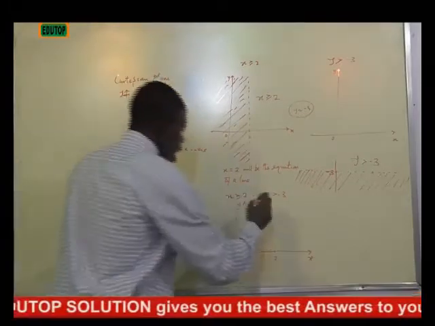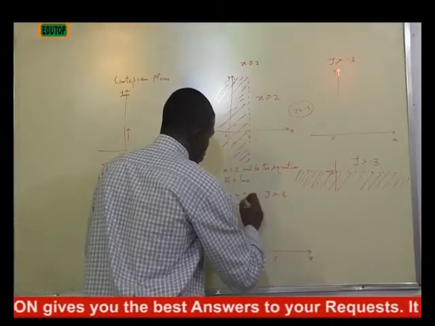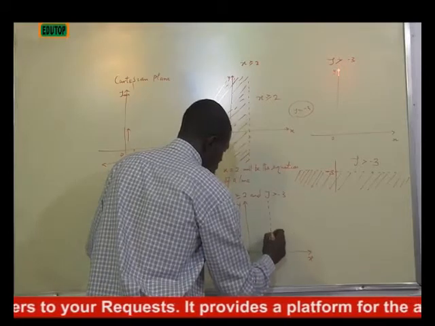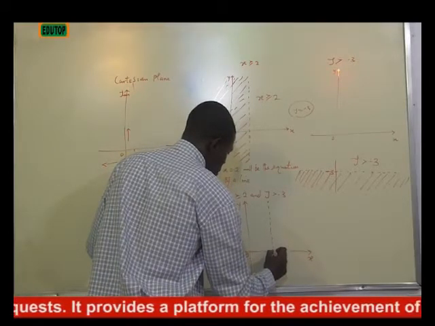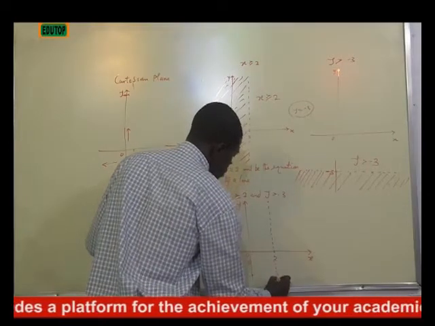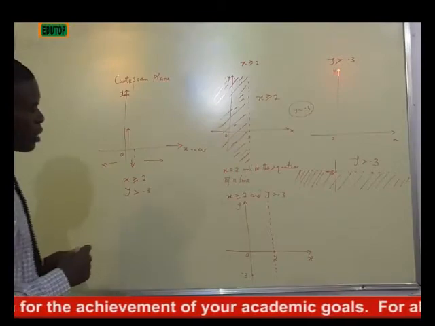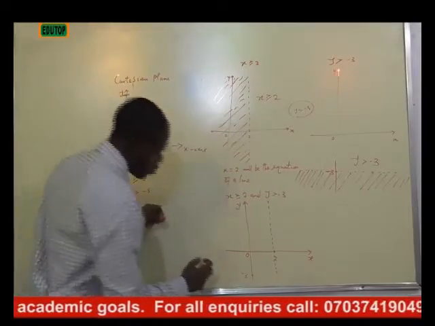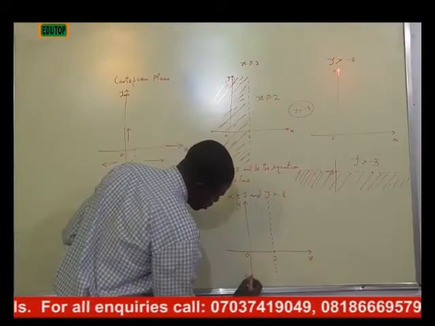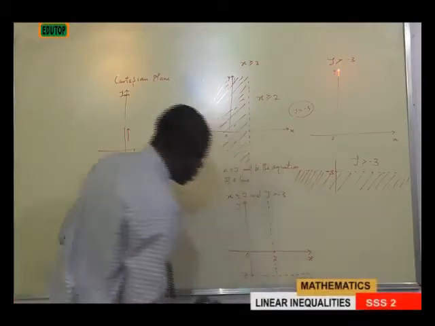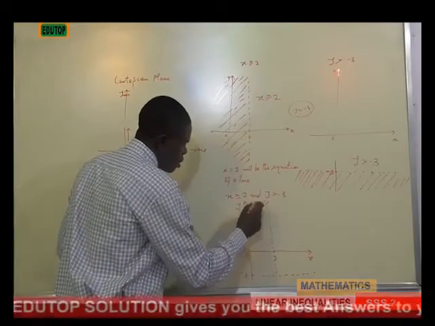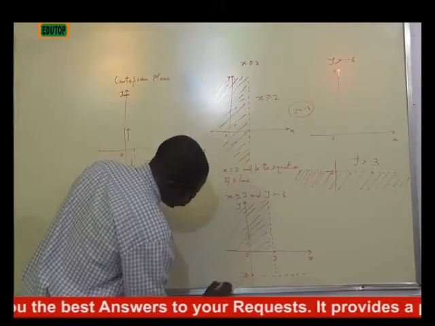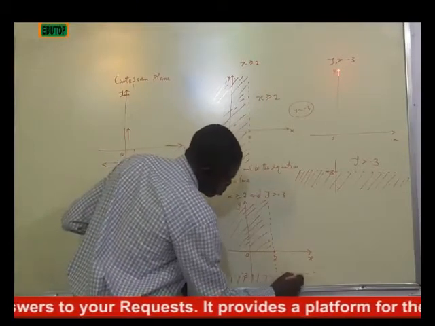So here, for the x greater than or equals to 2, we have x equal to 2 as the equation of the line. So the broken line will coincide at that point and pass through it to the negative y. And for the y greater than -3, we have another broken line passing through this point this way. Then that means the region that we shaded now will be this region. This is the region that we shaded, and this also will be shaded. This region will be shaded.